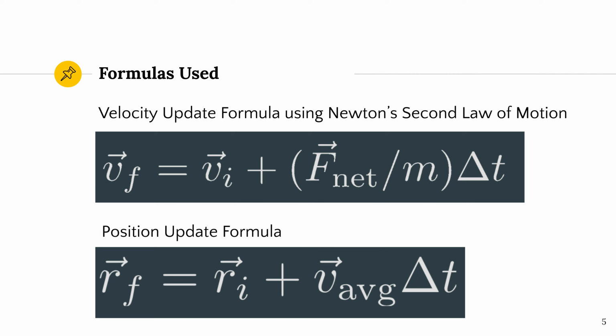There are four main formulas that were used in this lab. The first one is the velocity update formula using Newton's second law of motion, and the second one is the position update formula. With the velocity update formula, the change in velocity will be calculated, which will be used in the position update formula to predict the position.